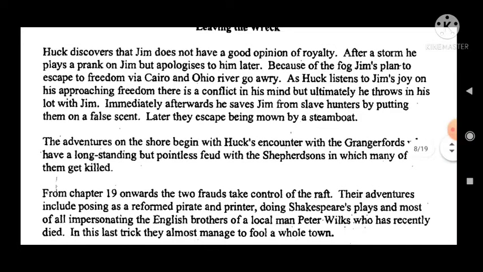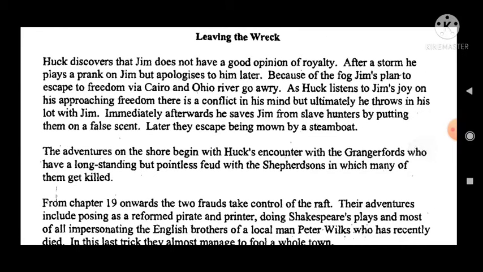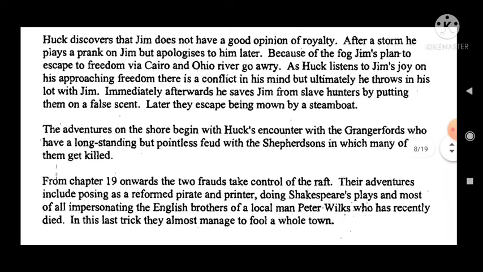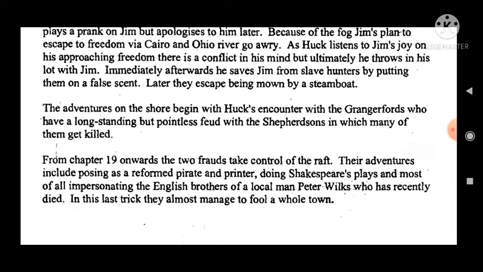Because of the fog, Jim's plan to escape to freedom via Cairo and the Ohio River goes awry. As Huck listens to Jim's joy at his approaching freedom, there is a conflict in his mind, but ultimately he throws in his lot with Jim. Immediately afterwards, he saves Jim from slave hunters by putting them on a false scent. Later, they escape being run down by a steamboat.